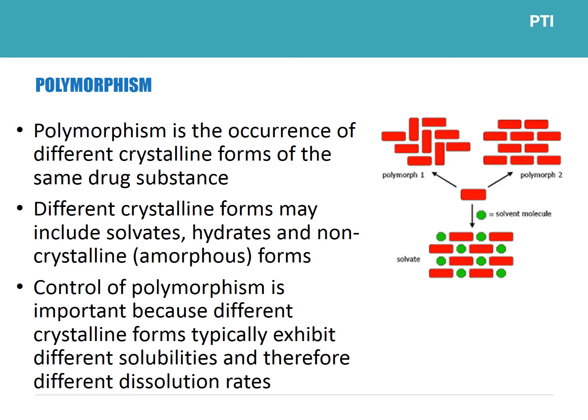And the control of polymorphism is important because different crystalline forms, and of course amorphous forms as well, exhibit different solubilities and therefore different dissolution rates, which can have an impact on the efficacy of the drug if one particular polymorph is much slower to dissolve than the other.